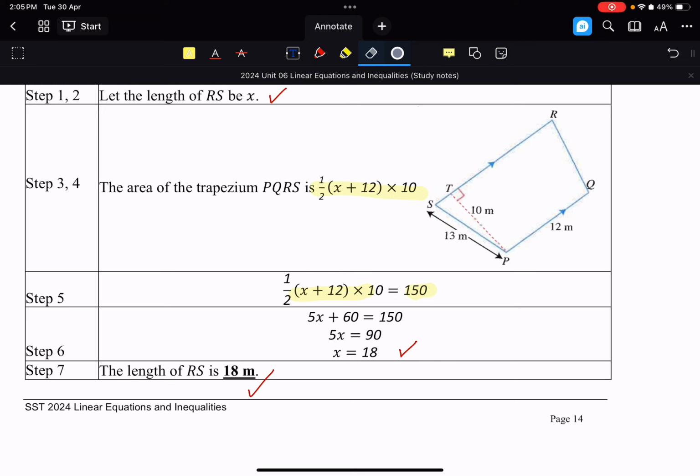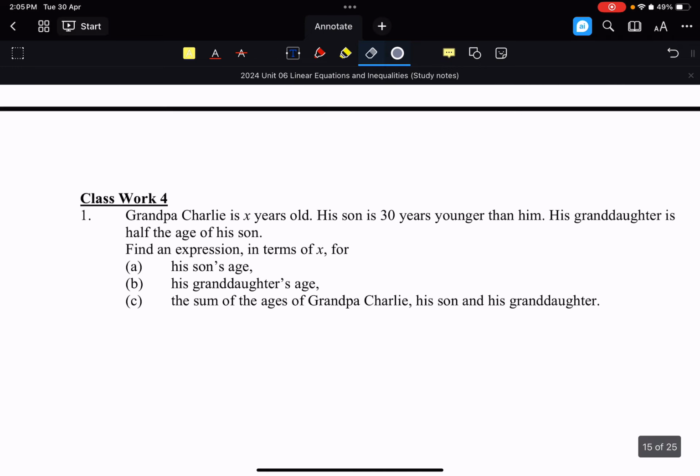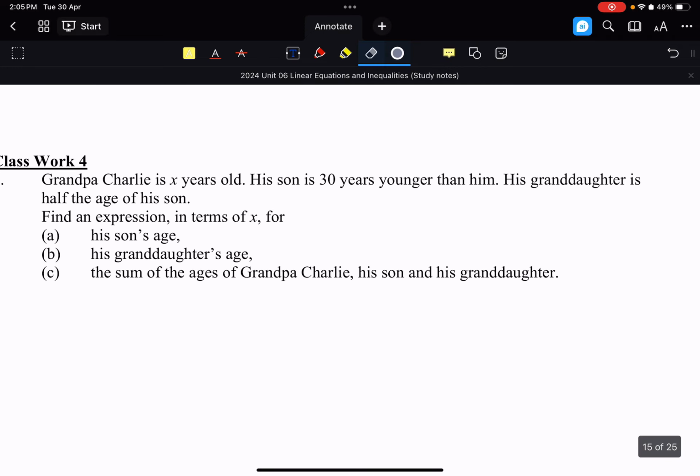Pause the video, and when you're done, we'll compare answers. Ready? And we're back. Okay, let's go. So here we have Grandpa Charlie. He's x years old. His son is 30 years younger. His granddaughter is half the age of his son. Find the expression in x for his son's age, right?